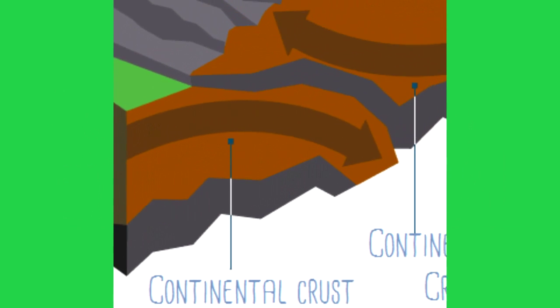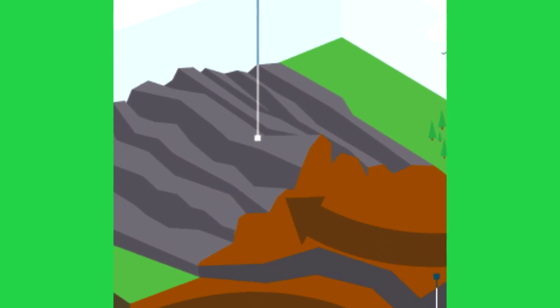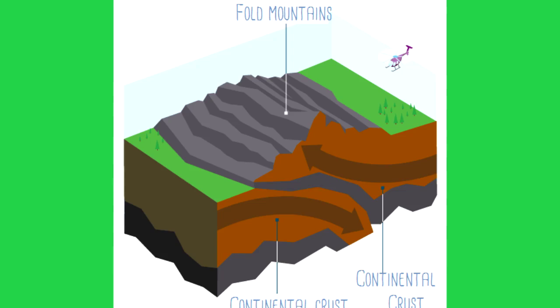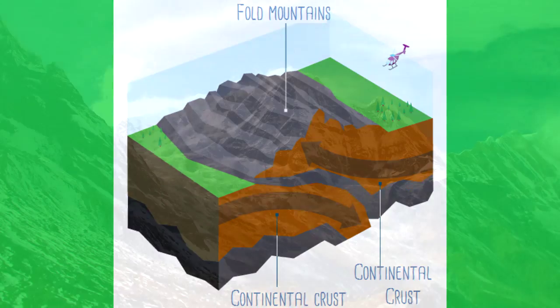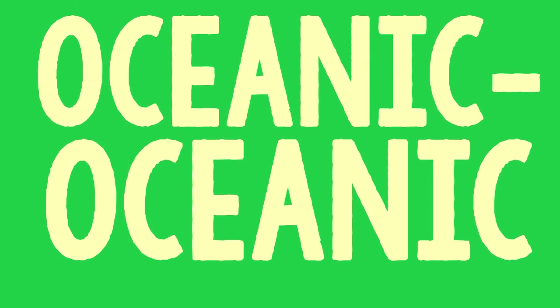Another type of convergence is the continental-continental, where two continental plates collide. Neither plate is forced under the other, and so both are forced up to form fold mountains. An example of this is the Himalayan mountain range. Another is the oceanic-oceanic, where two oceanic plates converge and subduction occurs.